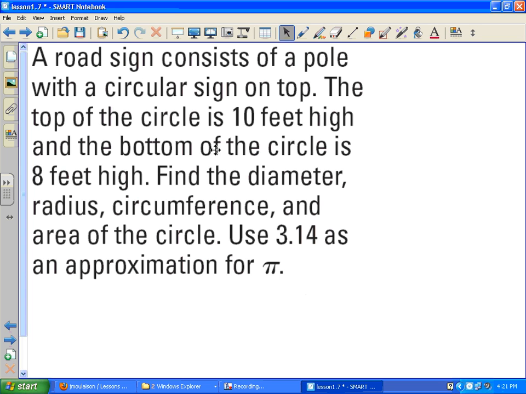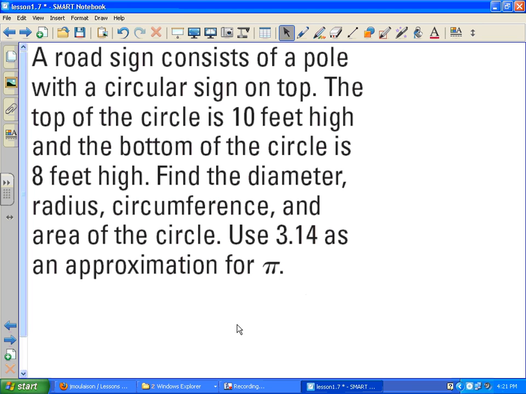Example, a road sign consists of a pole with a circular sign on top. The top of the circle is 10 feet high from the ground, and the bottom of the circle is 8 feet high from the ground. Find the diameter, radius, circumference, and area of the circle. Use 3.14 as a decimal approximation for pi.